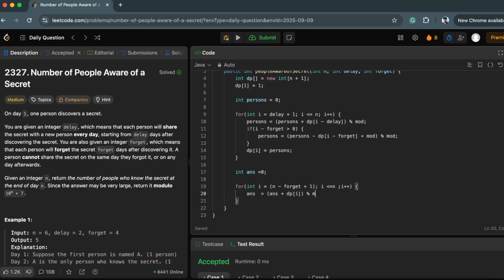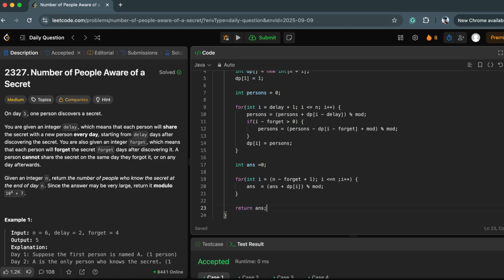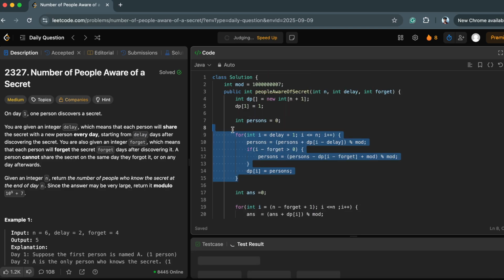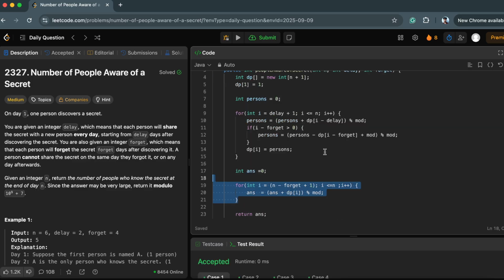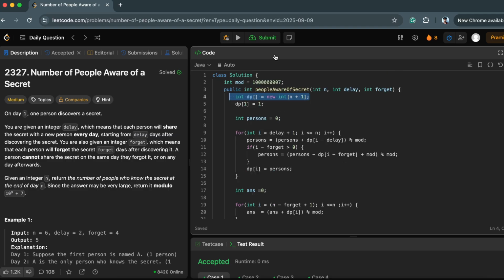Now we have to return this answer at the end. Okay, let's see if it is working fine. This particular for loop we are running only one time. Again, this particular for loop is also running one time. So obviously the time complexity is big O of n. Space is obviously also big O of n. Okay, let me try to submit this code and see if it is working fine.